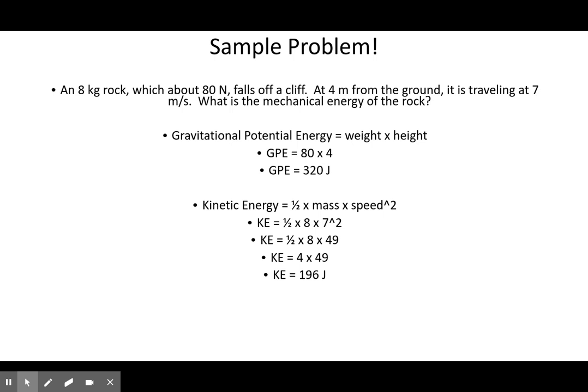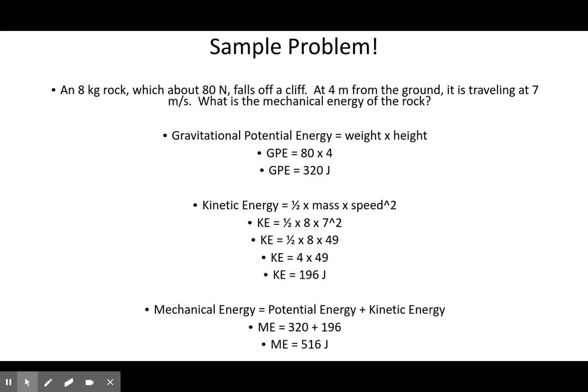All right. This question is asking what is the mechanical energy? So mechanical energy is potential plus kinetic. So we're going to take the 320 joules from GPE, the 196 joules from KE, and add them together. And our final answer is that the mechanical energy is 516 joules. Wow. Yeah, you're going to have to do some work. All right.